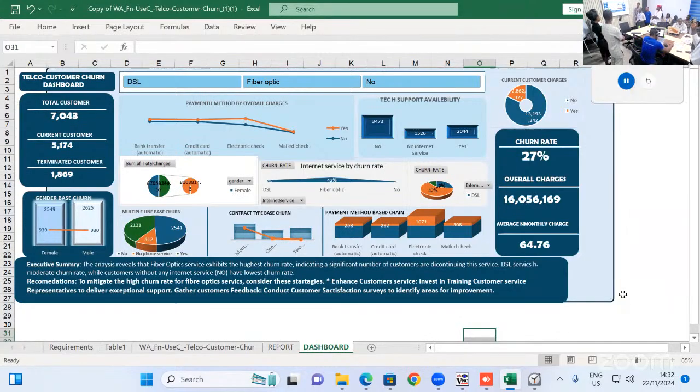So the 27% churn rate is a concern. We are recommending that the business mitigate this high churn rate by enhancing customer service and investing in customer training and customer service representatives. When staff are trained on how to handle their clients, there will be more turn-up and more patronage. If they also seek feedback from customers, there will be an improvement in the business. Thank you.